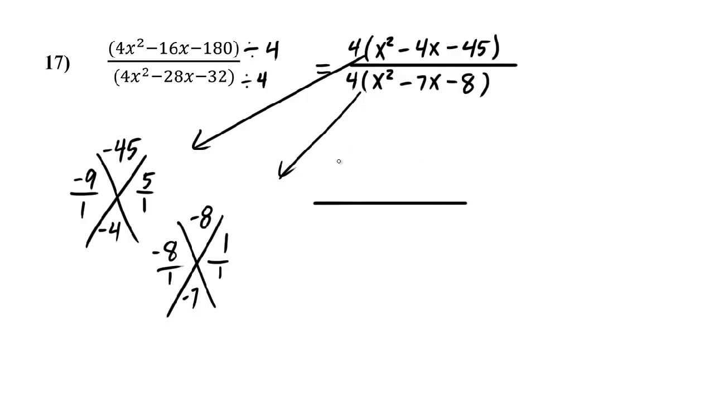So let's make our line. Can't forget this 4 hanging out. So 4 times, from this fraction up top, x minus 9. Okay, from the other one, x plus 5. Okay, so that's the top. If we were to distribute all of these things, we would get back to our original problem. Yippee. Now for the bottom, can't forget that 4. So 4 times x minus 8. And then x plus 1.